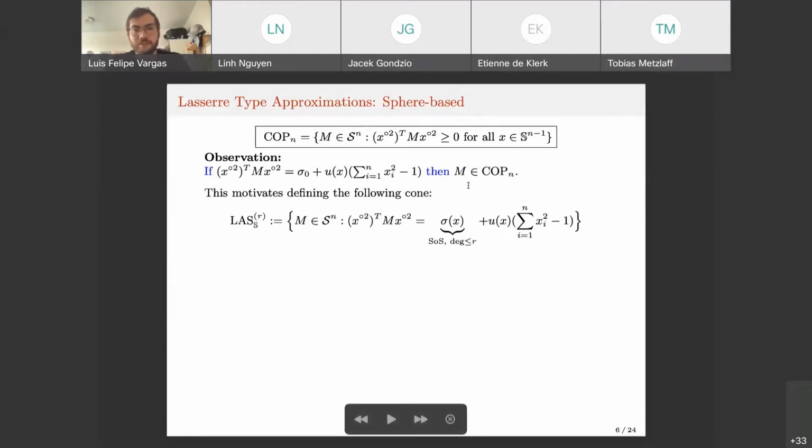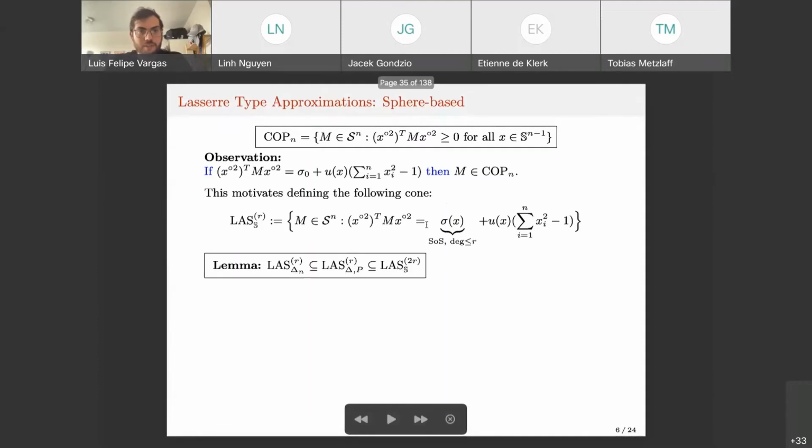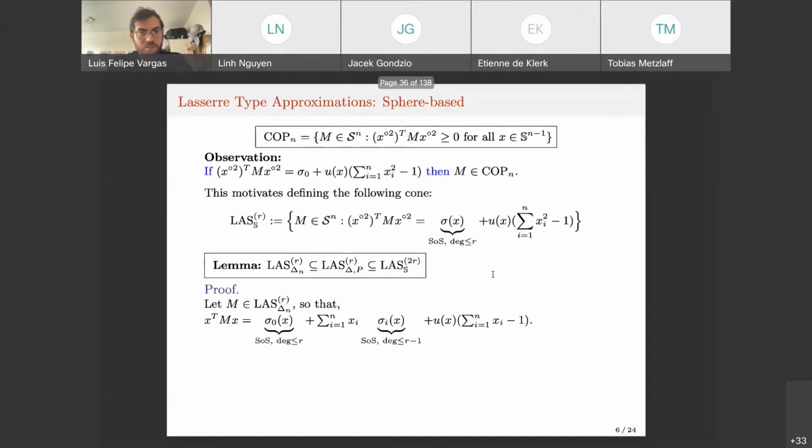then M is copositive, and that motivates defining the Lasserre cone based on the sphere, or the Lasserre sphere cone, which is also contained in the copositive cone. We can prove the following lemma: the Lasserre simplex based cone is contained in the Lasserre simplex preordering cone, as we observed in the previous slide, and is contained in the Lasserre cone based on the sphere at level 2r. Here we're going to prove that the first cone is contained in the last one, but the proof that the second is contained in the third is the same. So just for simplicity, let's prove that the first one is contained in the last one.